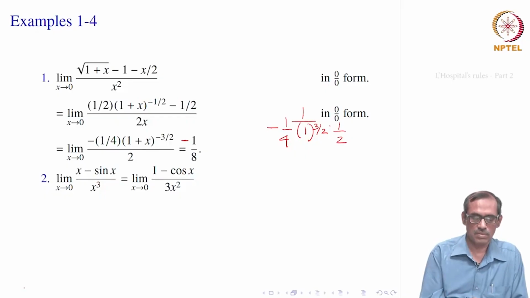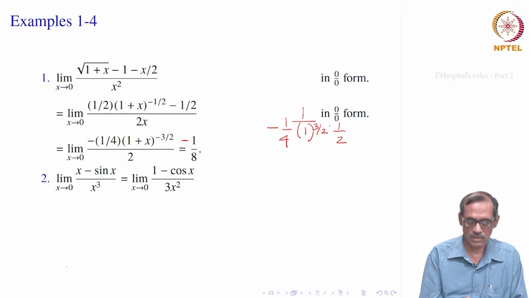So, now let us go to the second example. Here we have the numerator as x minus sin x and the denominator is x cubed. When x is near 0, x minus sin x is 0 and x cubed is also 0. So, we try to apply L'Hopital's rule. If this limit exists, it will be equal to the limit as x goes to 0 of (1 minus cosine x) by 3 x square. It is the other way around.